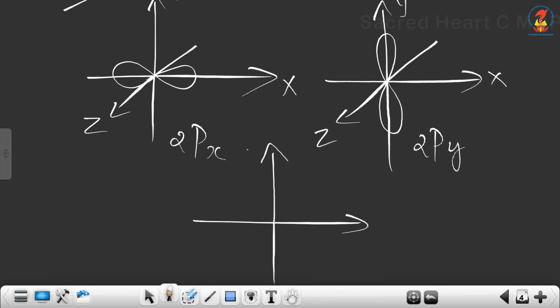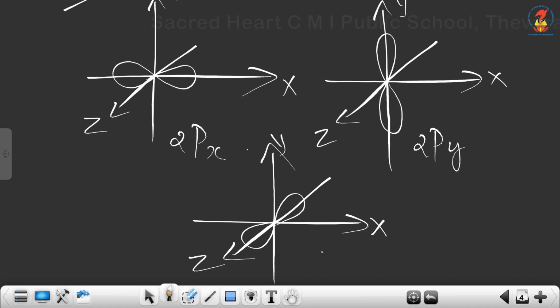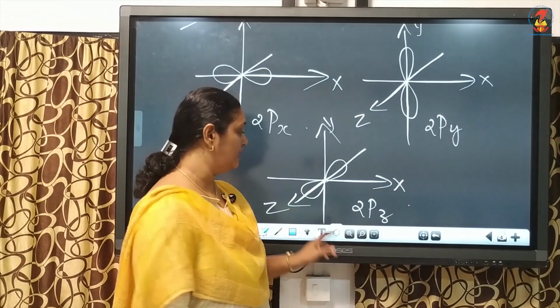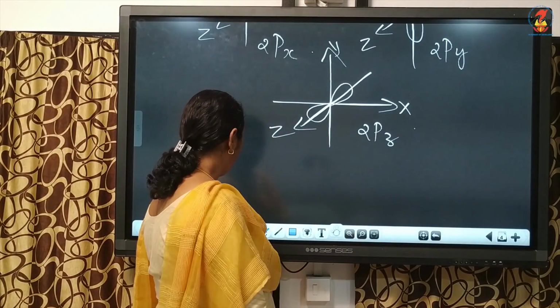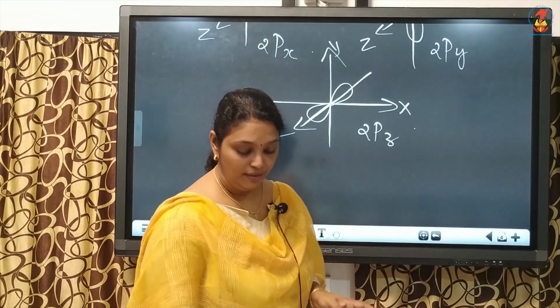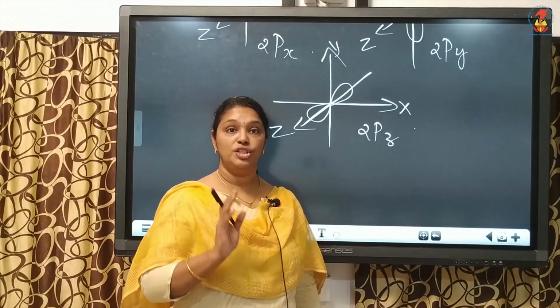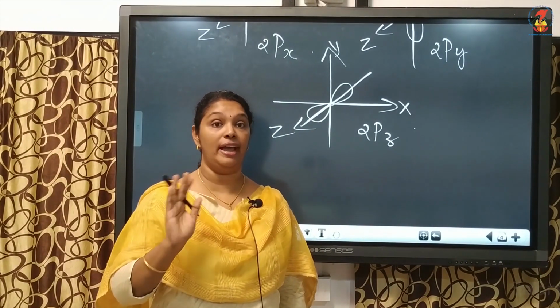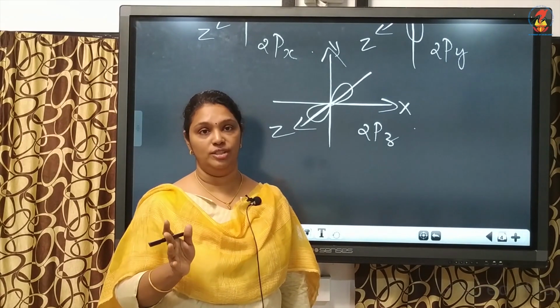2pz will be along the z-axis. This is the shape of the 2pz orbital. Now you can see the 3. So this is the shape of 2px, 2py, 2pz orbitals, and all three have the same size, shape and energy.